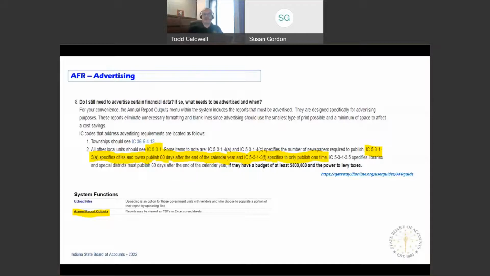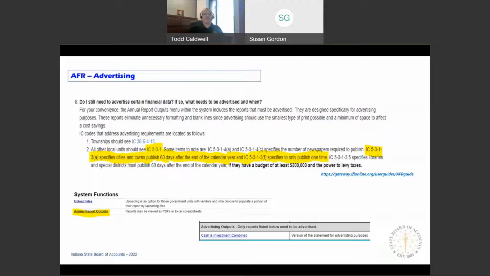So you can print a report out and take it to the newspaper of what needs advertised. So in the system functions section on your main menu, it's down toward the bottom. One of the choices is annual report outputs. And when you go there and scroll down, you can see in the box there's an advertising options and a link for your cash and investment combined report. And all you do is print that out. It has everything you need, and you just get that printout to the paper and they can publish it and advertise it for you.